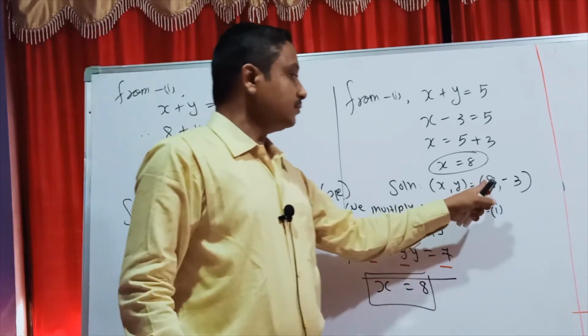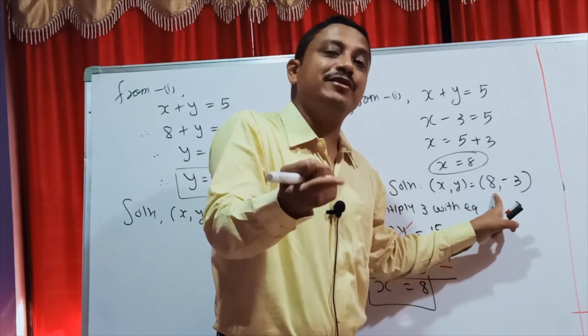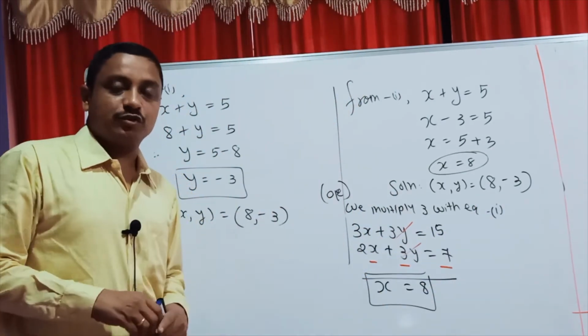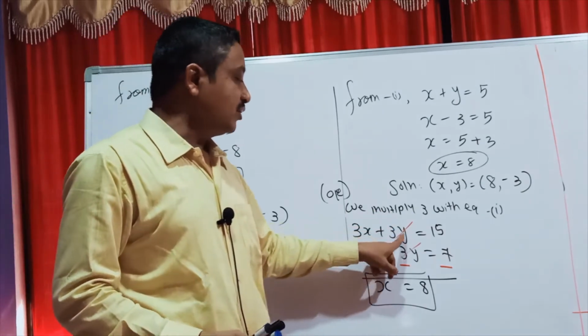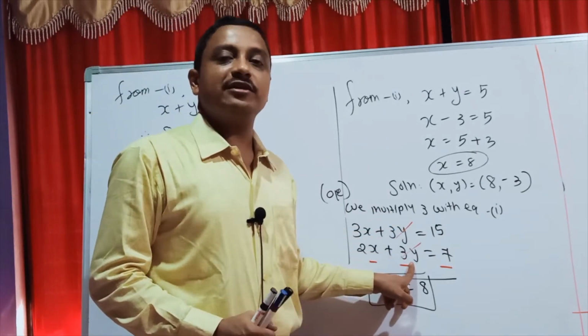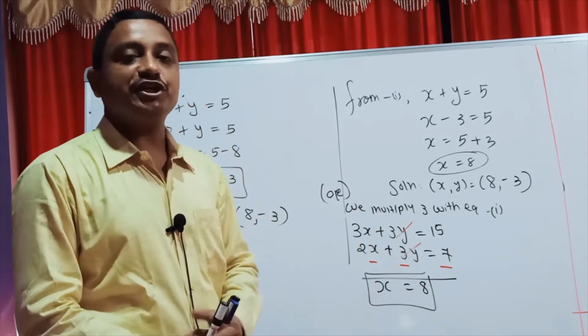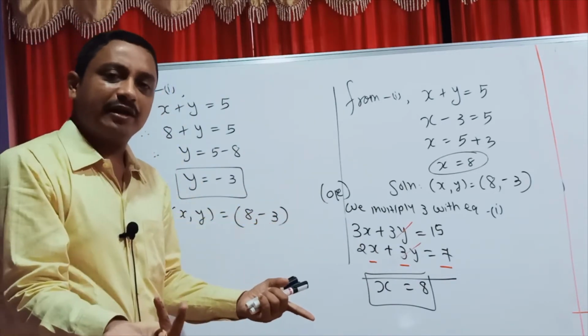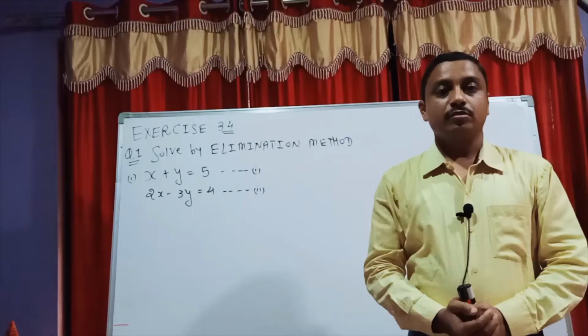And sure, my previous method where x was eliminated, and then this second one where y was eliminated, these give the same answers. Students, eliminated means you remove the variables. That's why this method is called the elimination method. And you can easily apply it any way. This is the same answer.